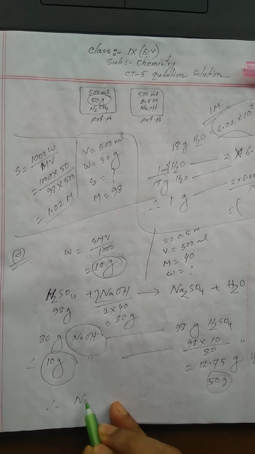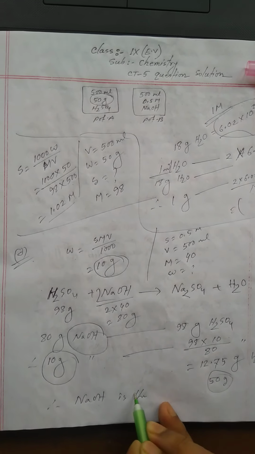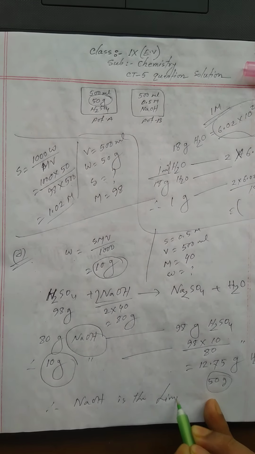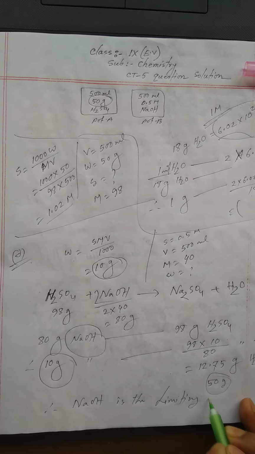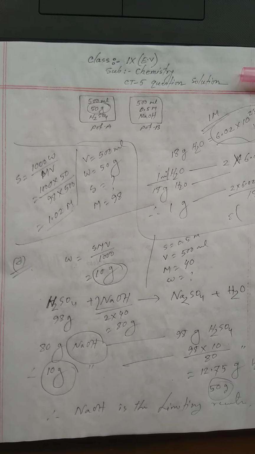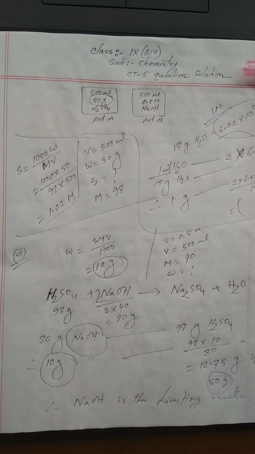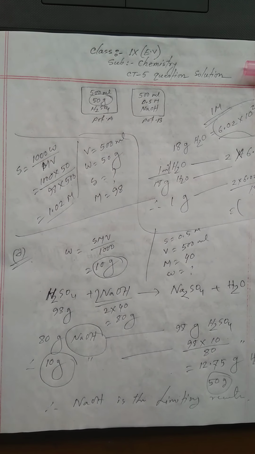So NaOH is the limiting reactant, and this is the solution of the last city question. I hope all of you have understood this.